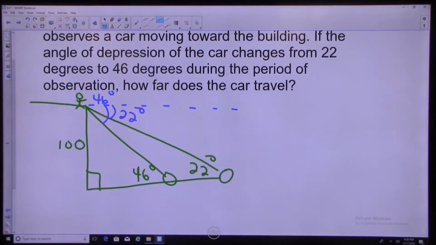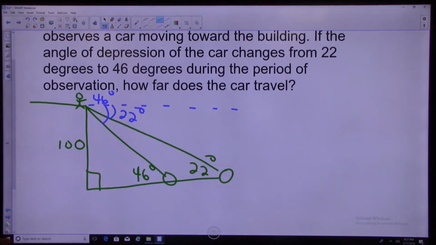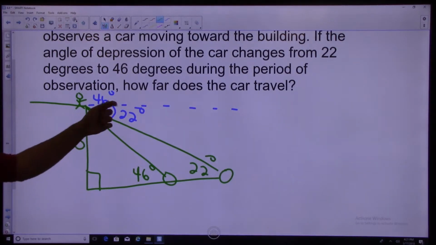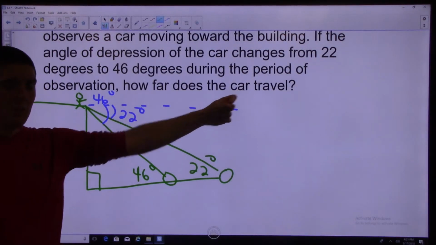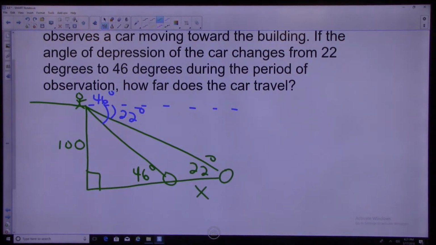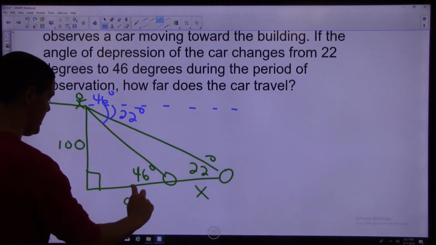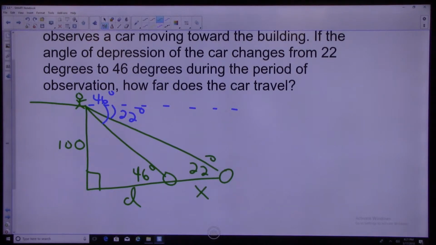So let's go ahead and try to solve this. There's a couple variables I need to label. I will figure them out in a second. So let's label these variables first. What are we trying to find? Well, it says how far does the car travel? So that is what we're trying to find. Let's just call it x. Now, there's another thing that might be useful to label, and that is how far the car actually is from the building. So let's call this d, just the distance from the car to the building.